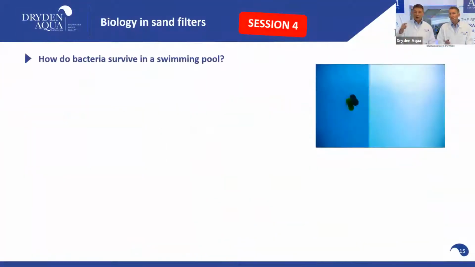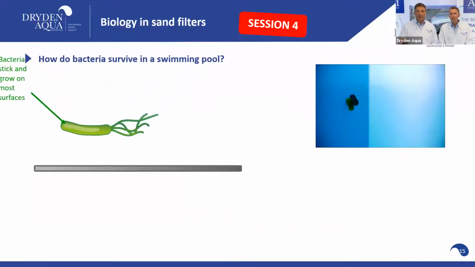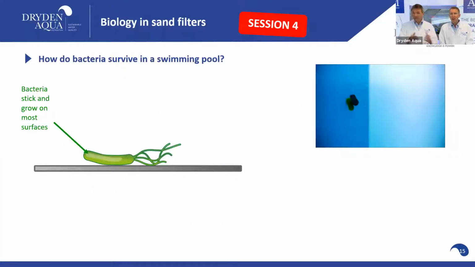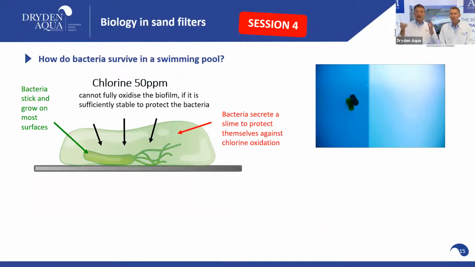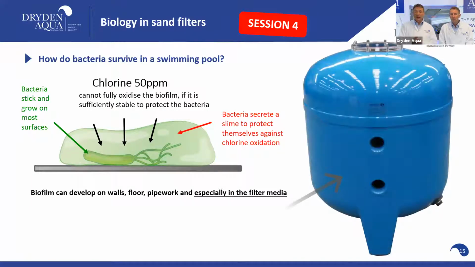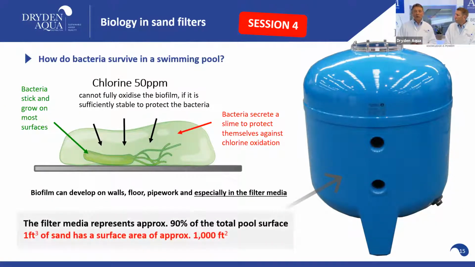Yeah. So, a short recovery from session number 4, biology in sand filters. How do bacteria survive in pools? You have here the Pseudomonas aeruginosa. They are heterotrophs. They are in the water, and then they come to a surface which is in contact with water. They attach to the surface. They secrete this slime to protect themselves, and this makes them quite resistant against chlorination and other oxidants. The biggest part of the surface that is in contact with the water is the sand. So if you solve the problem there, you solve the problem quite well.